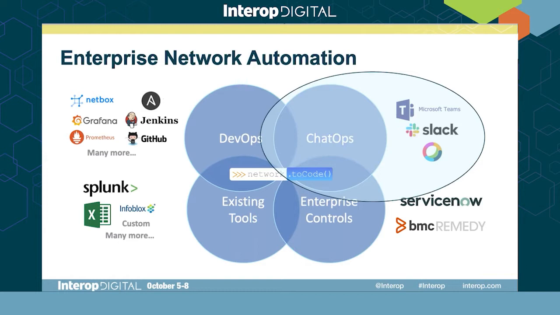So for example, we could use Slack to extract some data out of our source of truth, out of NetBox. We could use Slack or Teams to instantiate a change, that is to cause Ansible Tower to run a playbook. Or we could potentially use Slack to interact with ServiceNow, and we can have tickets that could be automatically opened and created as a result of actions that occur in Slack.